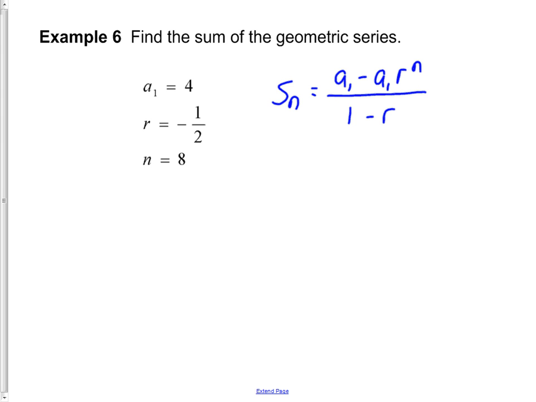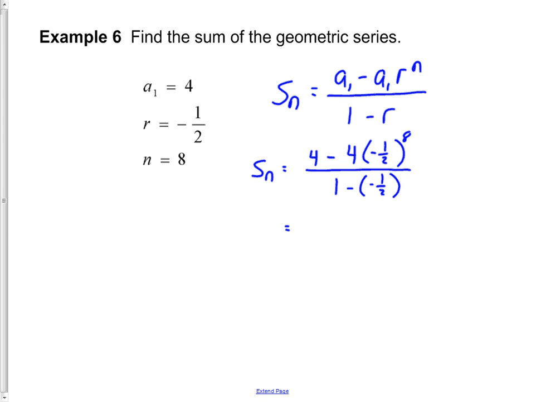This one gets a little ugly with the fractions, but we're still able to do it. The sum of the geometric series would be a sub 1, which is 4, minus a sub 1, which is 4 again, r, which is negative 1/2, to the n power, which is 8. All divided by 1 minus the r value, which was negative 1/2.